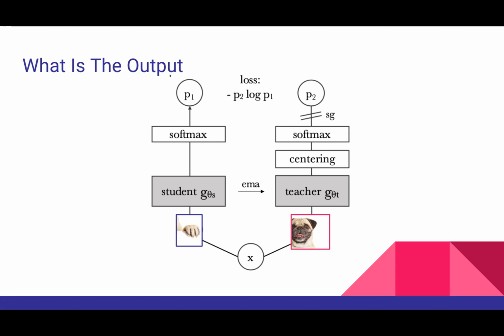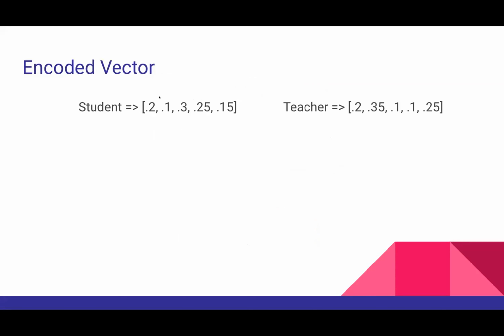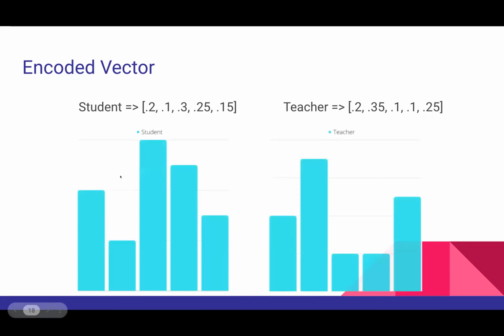As for the feature vectors that are extracted, let's take a look at one we might get. If we had a 5-dimensional vector we were trying to extract from both of them, it might look something like this. I'll represent them with a graph. From here, we apply cross entropy to see how different they are.